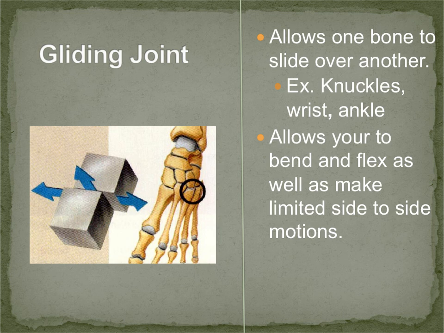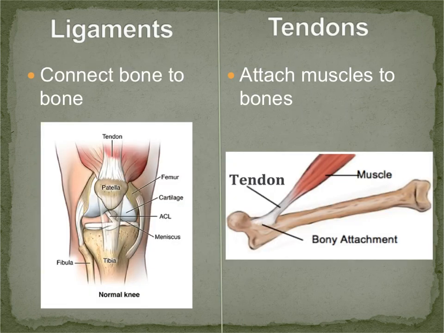Gliding joints allow bones to slide over one another. This is like your knuckles and your wrist and your ankle. And then finally, ligaments and tendons. Ligaments connect bone to bone, whereas tendons attach muscles to bones. So bone to bone, ligament; muscle to bone is a tendon.